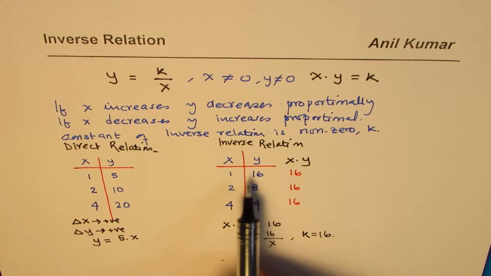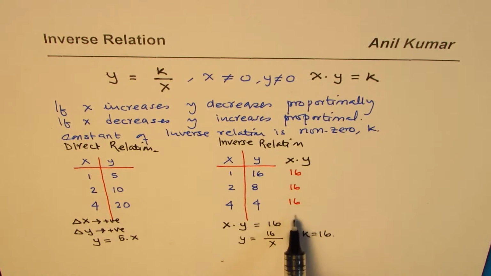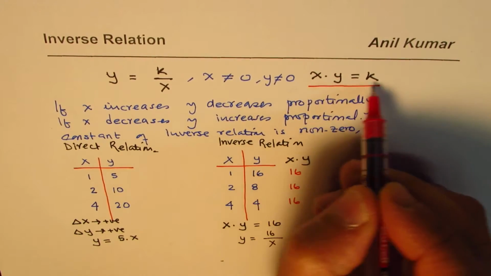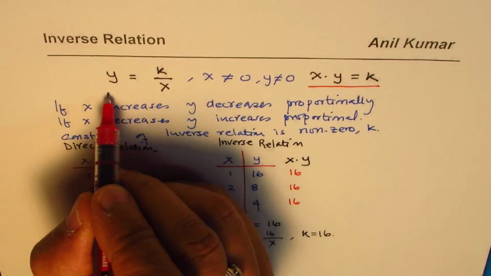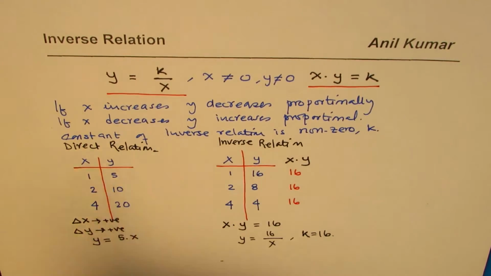If it is inverse, in that case, their product should be constant, which we found was constant at 16. And that is one way to figure out from the table of values that the relation between the two is inverse, right? So the relation between the two is inverse if the product of the variables is constant, or y equals some constant divided by x, right? This comes from the very basic definition.